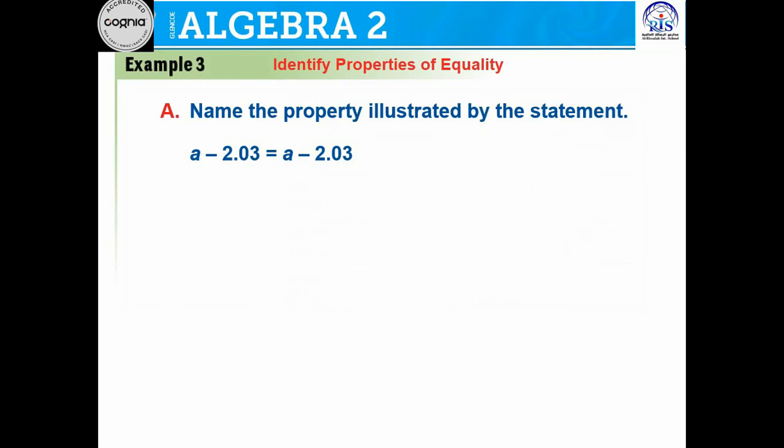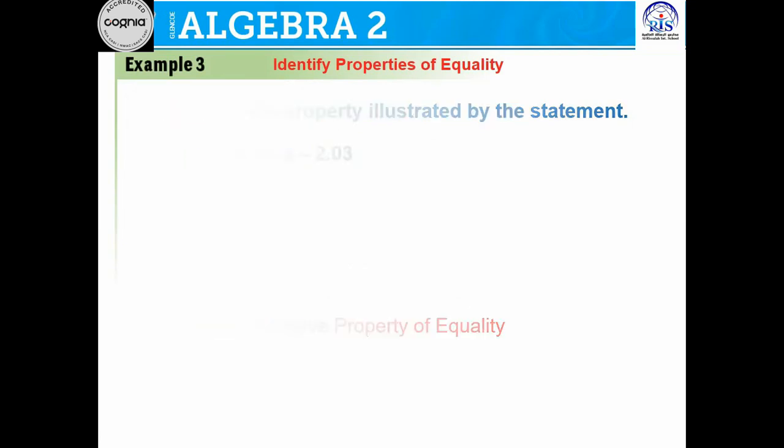Name the property illustrated by the statement. Of course, I want you to solve this, then you can compare your answers with mine. a minus 2.03 equals a minus 2.03. You can notice the left side and right side are the same. This means it is what? Reflexive property of equality.